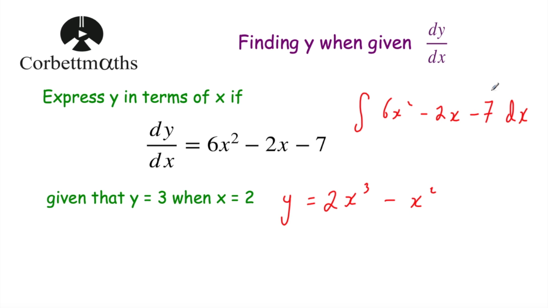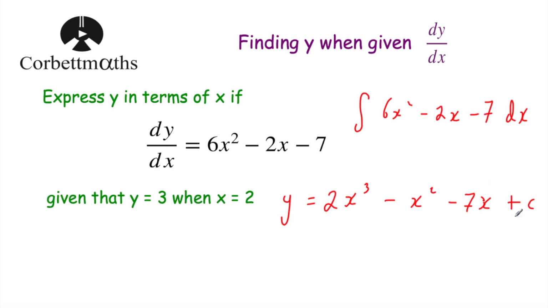Okay, now let's integrate minus 7. That'll be minus 7x. Whenever you're just integrating numbers, you just put that x on the end. And then also remember the plus c. So that's fantastic. We now know that y is equal to 2x cubed minus x squared minus 7x plus c.